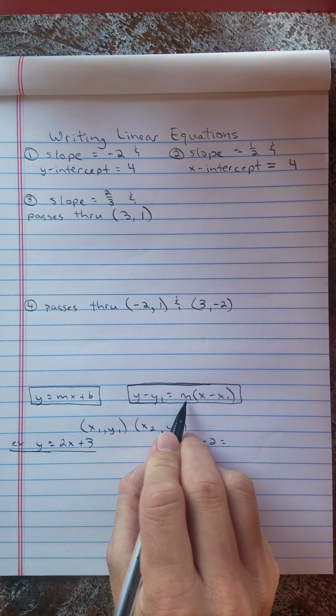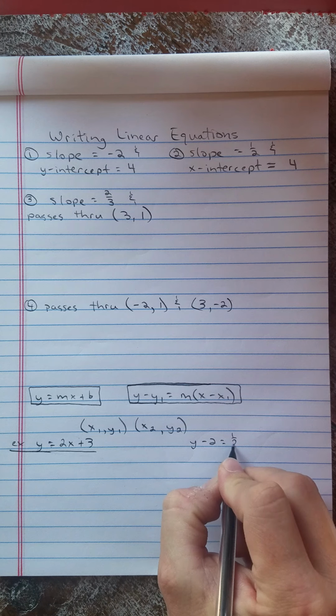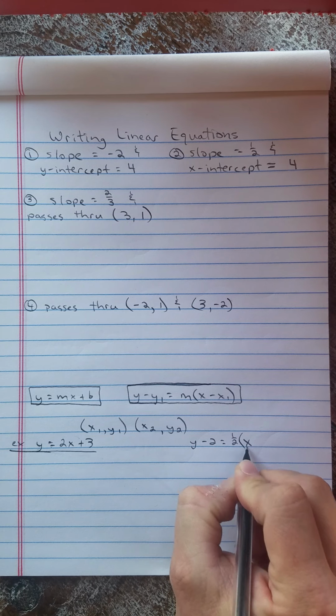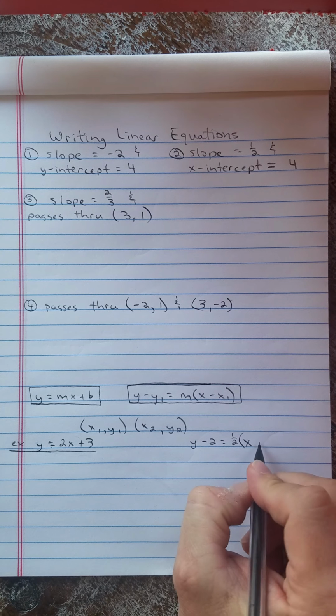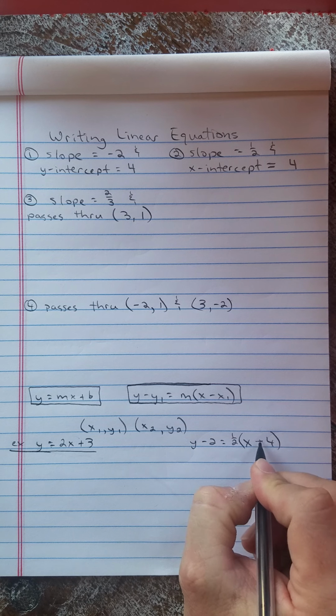Then the equal sign, then the slope, so I'm going to just use a half for the slope, and then a parenthesis, and then an x, and it doesn't have to say minus, it could be plus, so it could be like +4 right here.